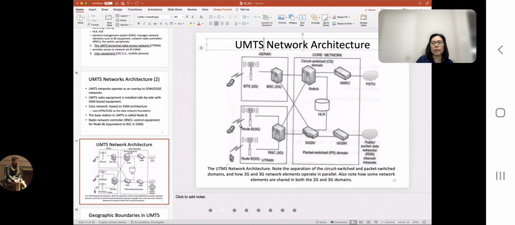So when you see Node B, what it means is a base station, and that's it. Node B means a base station, like BTS. They operate in parallel. They coexist in the same network, and they share different elements. Both the mobile switching center and the serving support node are connected to the RNC, or to the BSC, as before.